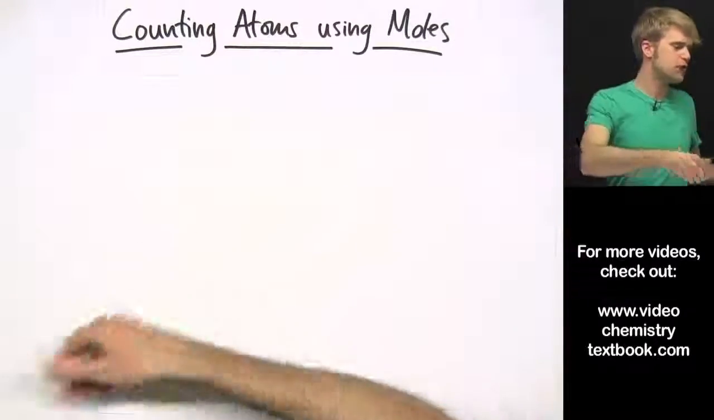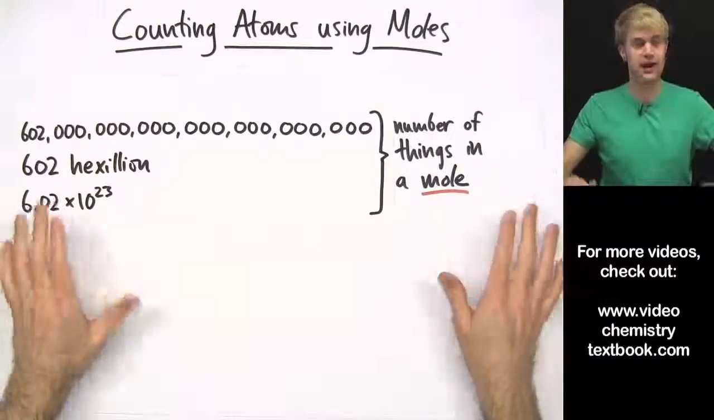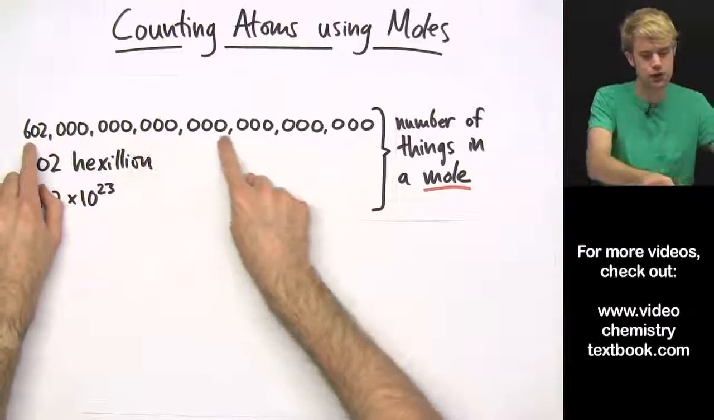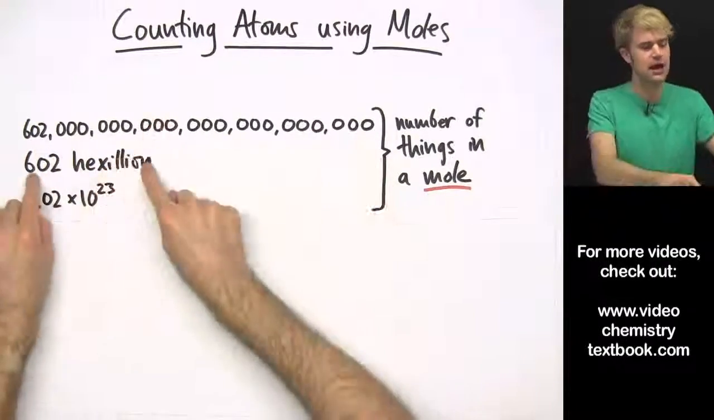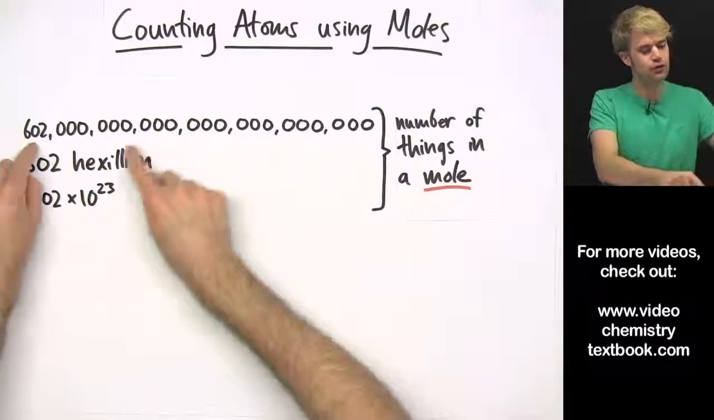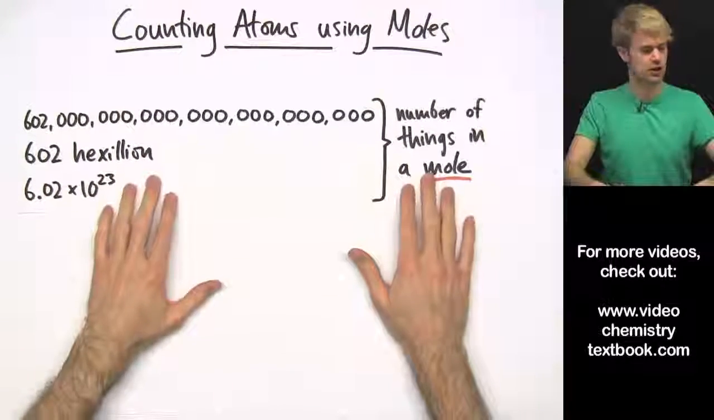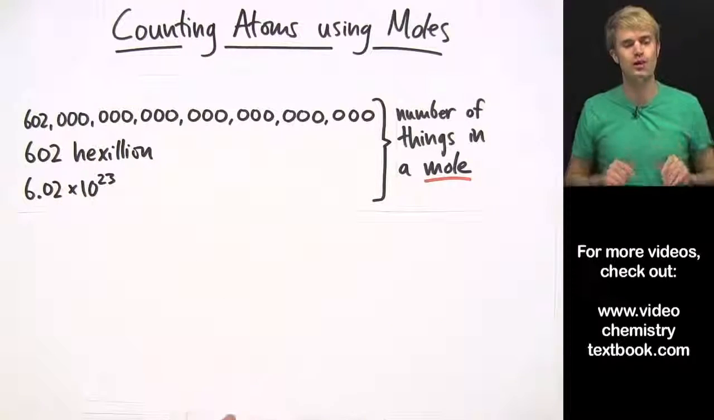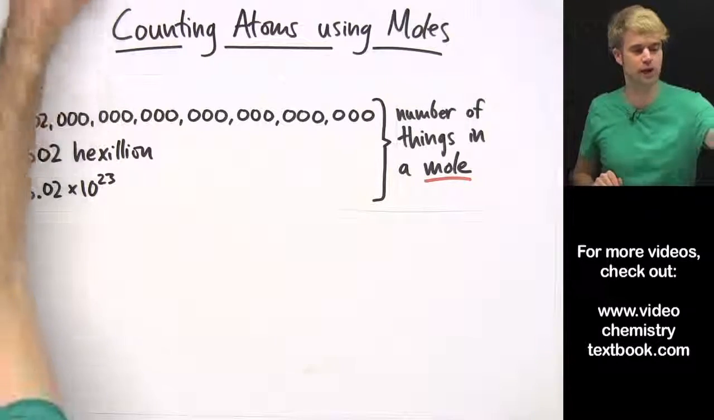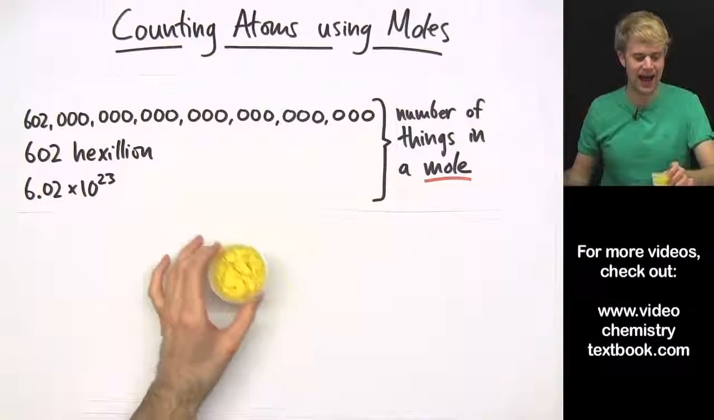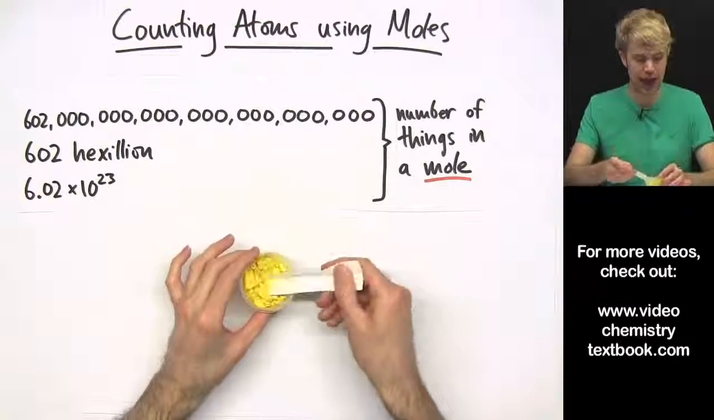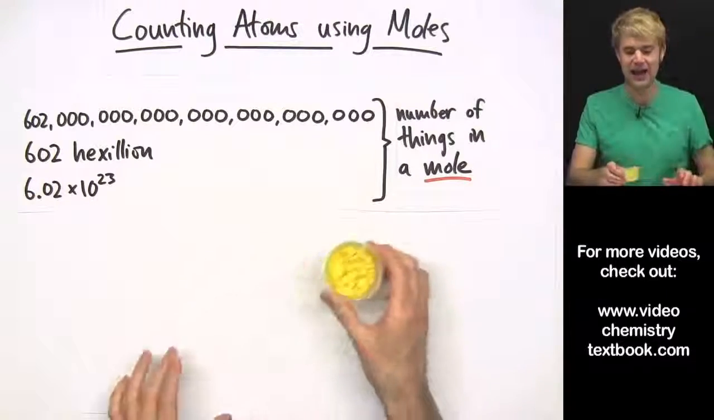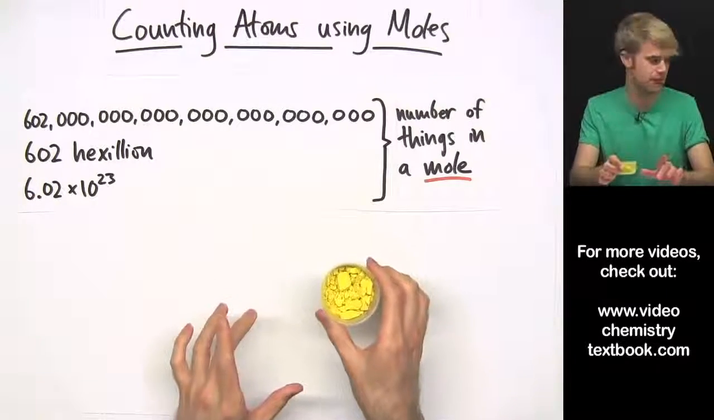So, just a quick review of moles. A mole is kind of like a dozen, except there are 12 things in a dozen, and there are 602 hexillion things in a mole, and we often abbreviate this number in scientific notation as 6.02 times 10 to the 23rd. Now let's take a look at a mole. Right here I have a mole of sulfur atoms, which is just about 602 hexillion sulfur atoms.